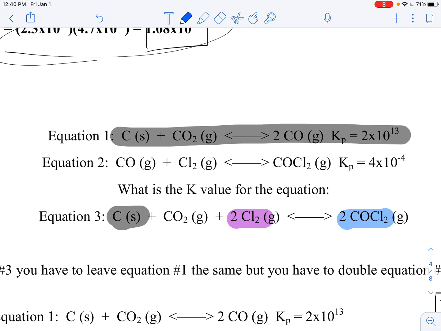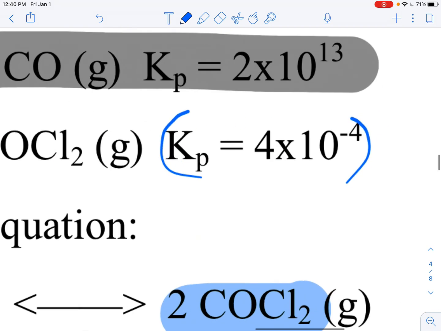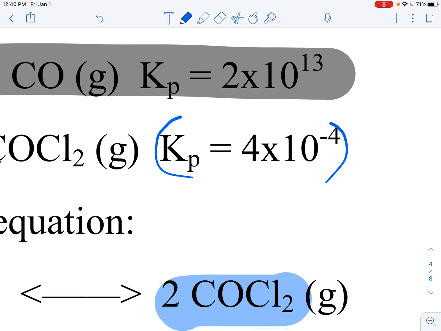But if I double this equation, and I take this whole equation, I do 2, 2, and 2, then I have to correspondingly change my K value. So this is no longer going to be 4 times 10 to the negative 4th. Because I am doubling everything, I now have to square this. So I get out my calculator, and I do 4 times 10 to the negative 4th, and I multiply it by 4 times 10 to the negative 4th.